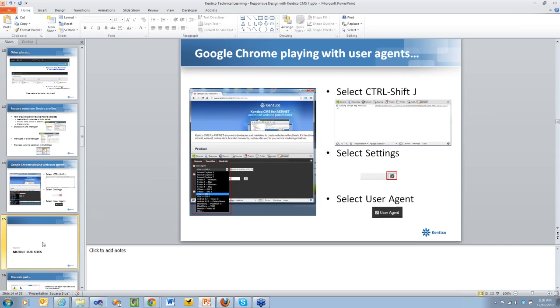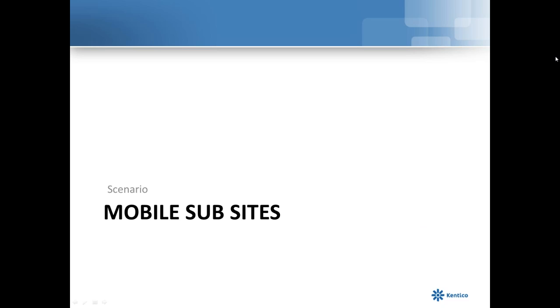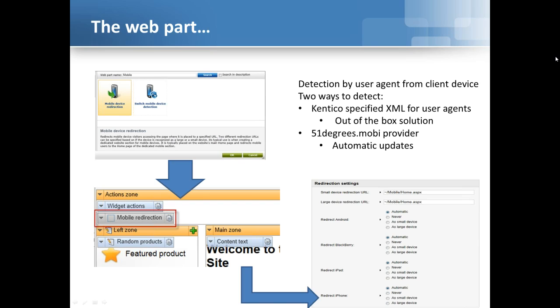Okay, mobile subsites. I do want to spend a minute or two on this, especially as you think about responsive web design. We have a lot of people who, as phase 2, are going to move to responsive web design because of the planning, but you can immediately leverage rolling out mobile subsites. Kentico has had the mobile redirection web part, I think, since version 5, but we really started bringing it to the forefront in version 6 and then in version 7.